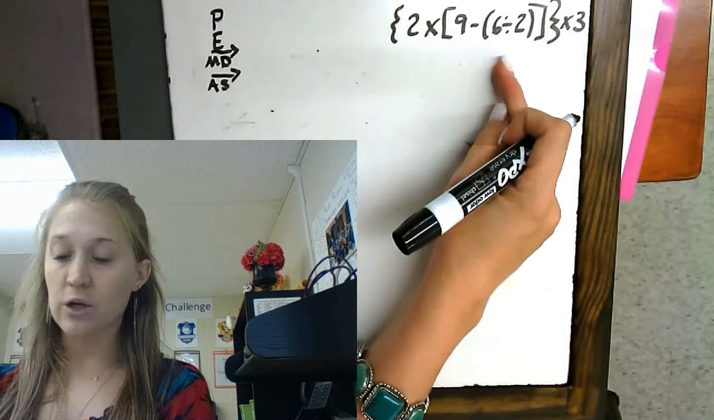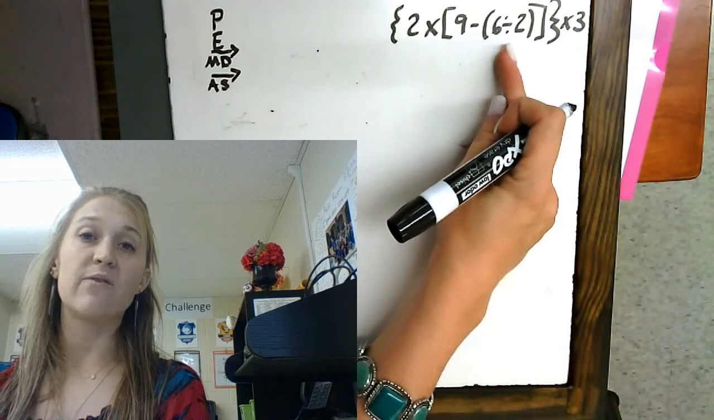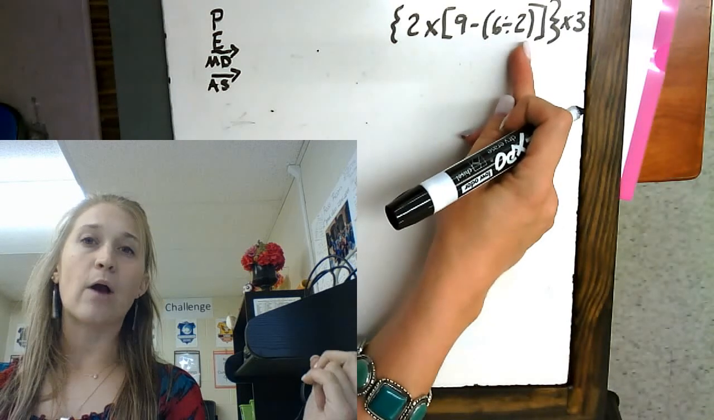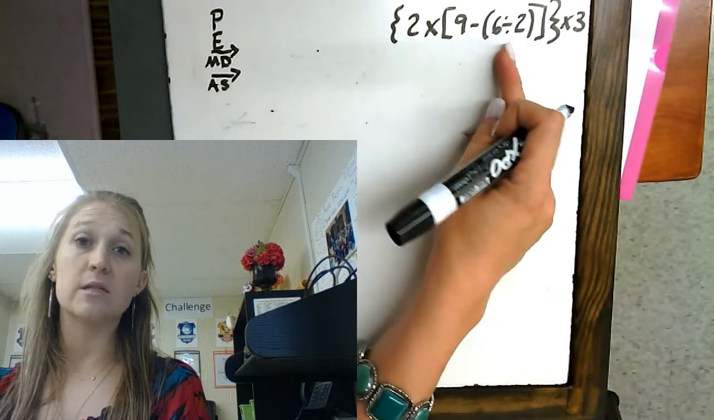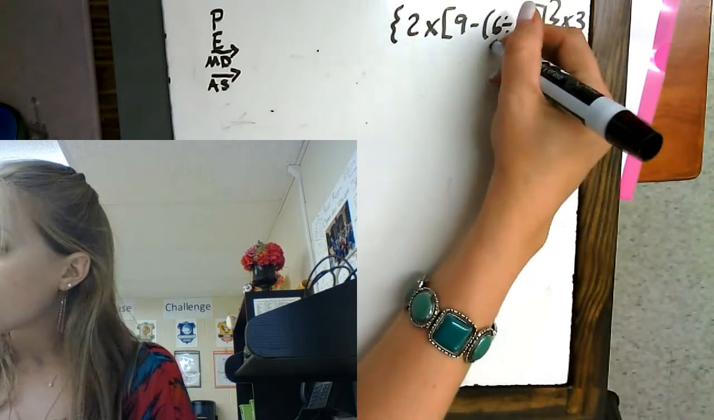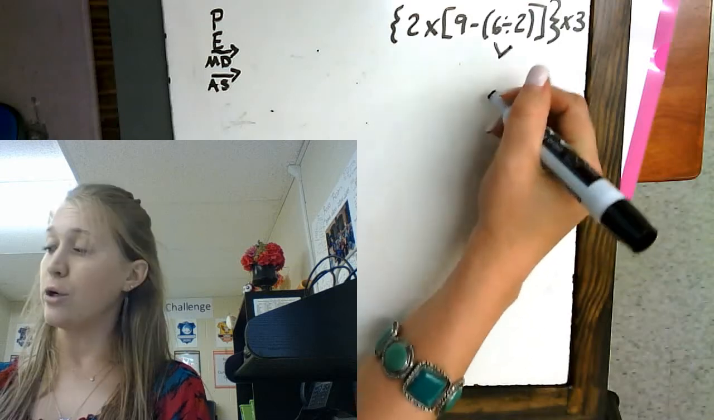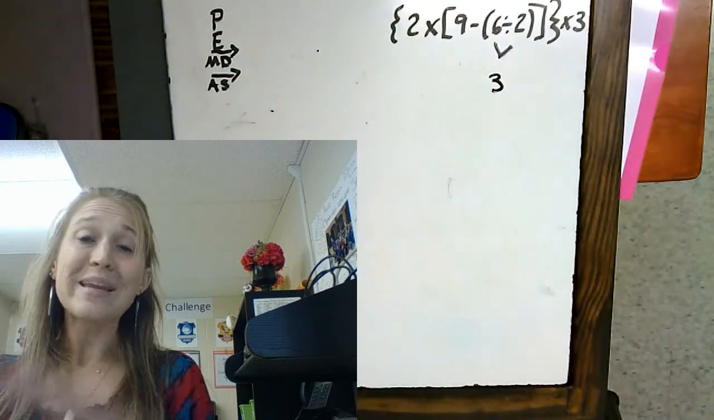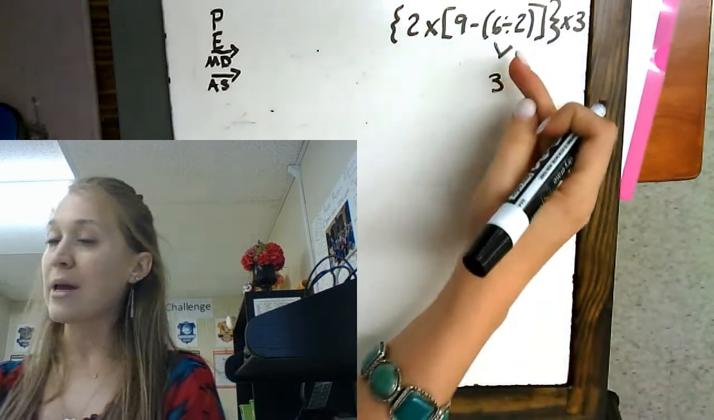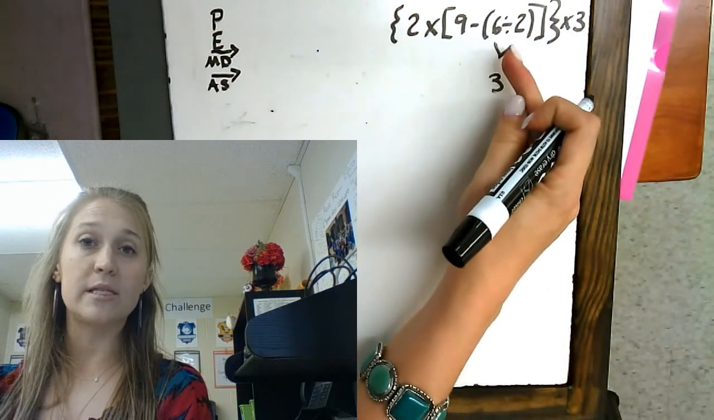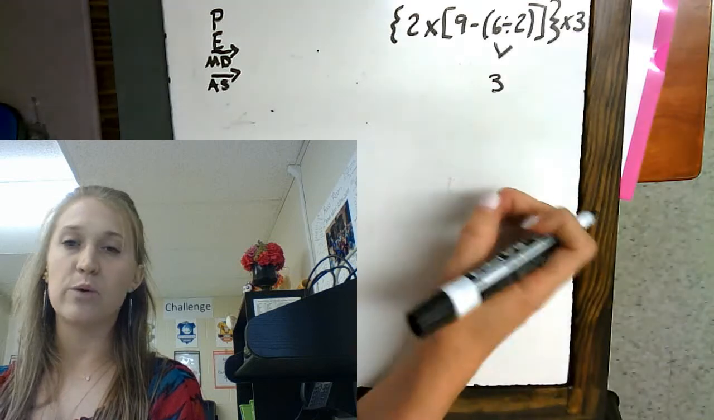So we're going to come right in here to our parentheses where we see 6 divided by 2. I'm going to think backwards to use my multiplication facts. What times 2 equals 6? Well, I know the answer to that is 3. So 6 divided by 2 is 3. Now, I've got to be very careful when I bring everything down. Did I solve out my parentheses? Yes. So I don't need to bring that down.